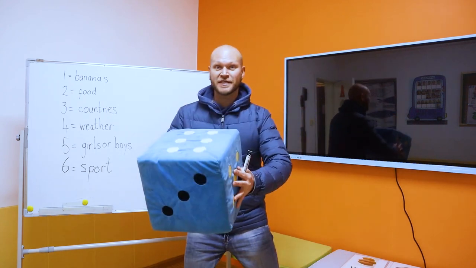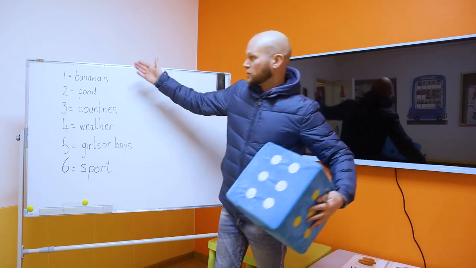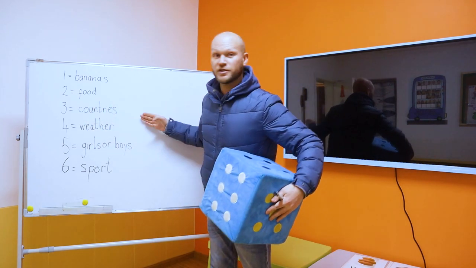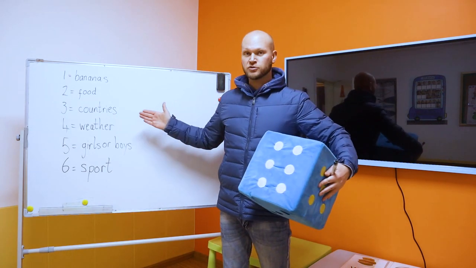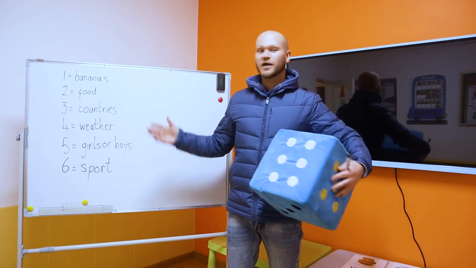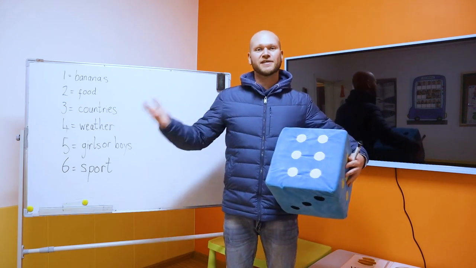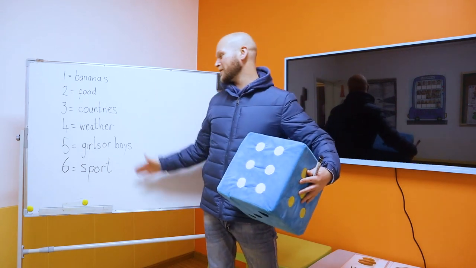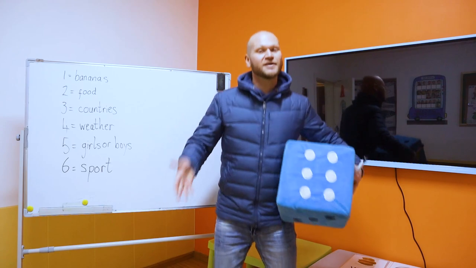So the student holding the dice or going to answer a question then has to, look here, throw the dice, lands on number three. Countries. So then they have to talk about countries for either 30 seconds or 1 minute. Try not to repeat the same information or list information, and try not to stop. So you can play this throughout your class, once, twice, three times, however many times you want.